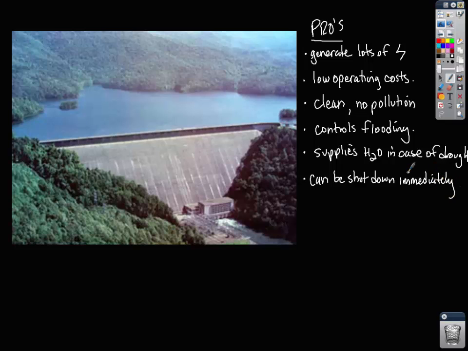Unlike nuclear plants or some other forms of generating electricity, these things can be turned off immediately in the event that they have to be. So there's very few issues. It allows for recreational activities. Behind this dam you see here is a great place to fish and boat and jet ski and camp and so forth. So lots of pros when it comes to hydroelectricity.